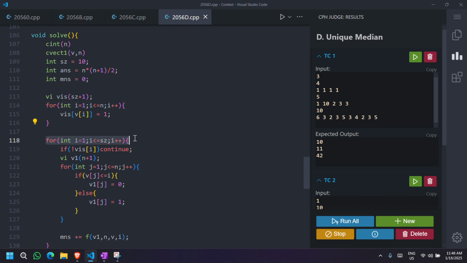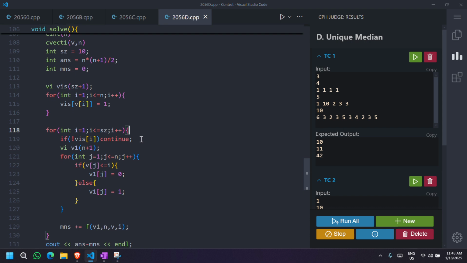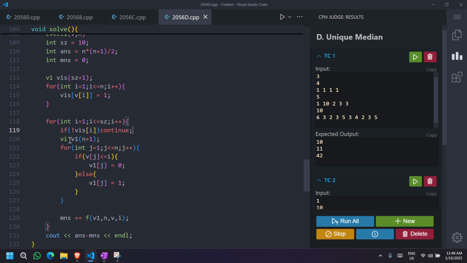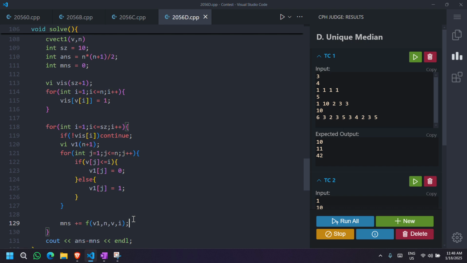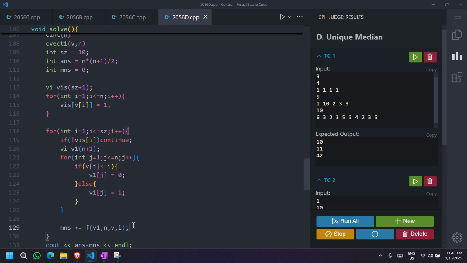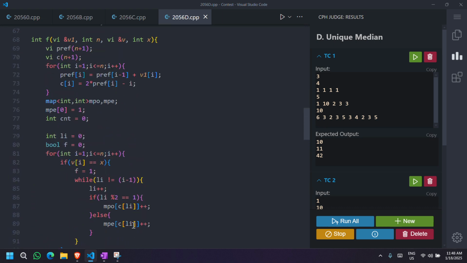So I am going from 1 to 10, and if it is not present, then continue, and if it is present, then I am making that 0 1 array. If the current element is less than i, then I am assigning v1 equal to 0, and else I am assigning 1, and I have a function which counts the number of subarrays which are bad and contain the current element also. So I am passing v1, v and the current element.